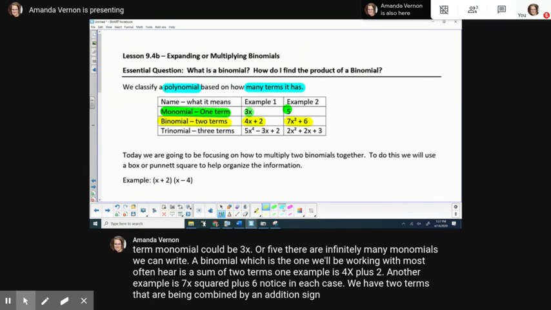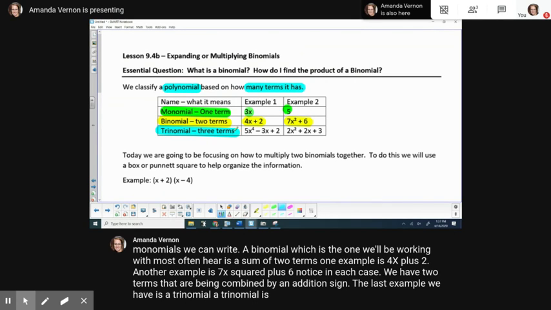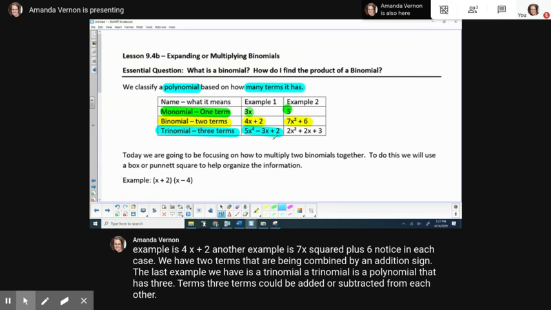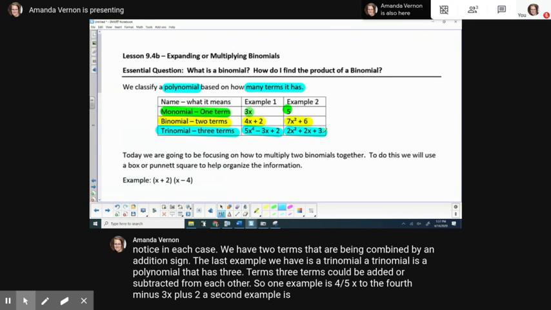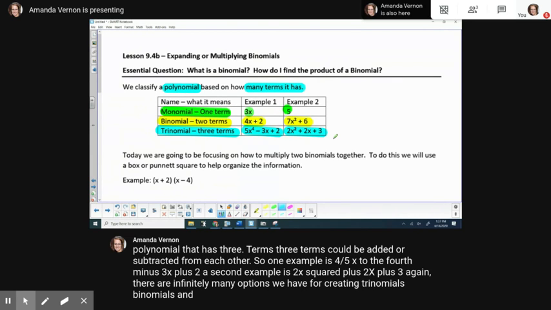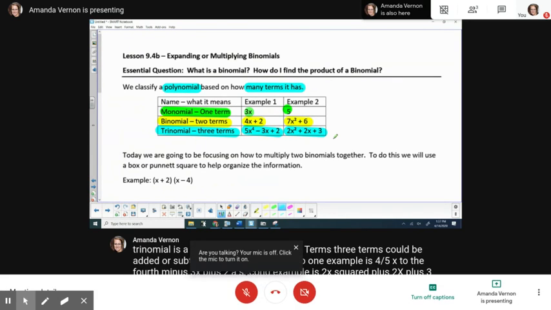The last example we have is a trinomial. A trinomial is a polynomial that has three terms. Three terms could be added or subtracted from each other. So one example is 5x to the fourth minus 3x plus 2. A second example is 2x squared plus 2x plus 3. Again, there are infinitely many options for creating trinomials, binomials, and monomials. The important thing to remember is that it is classified by the number of terms it has.